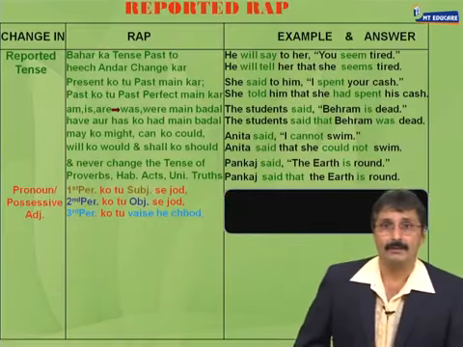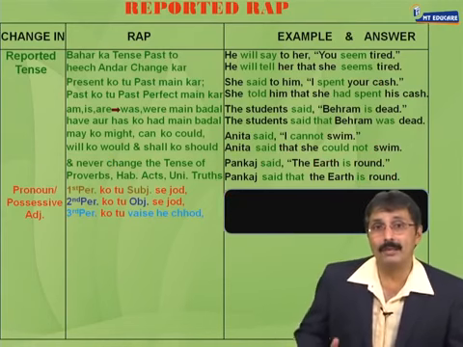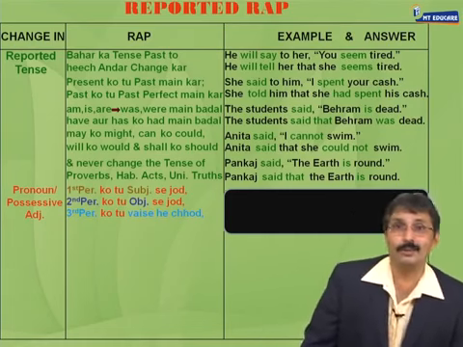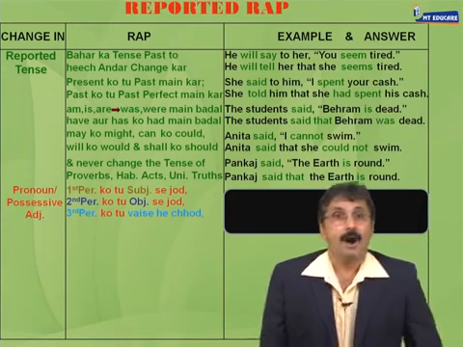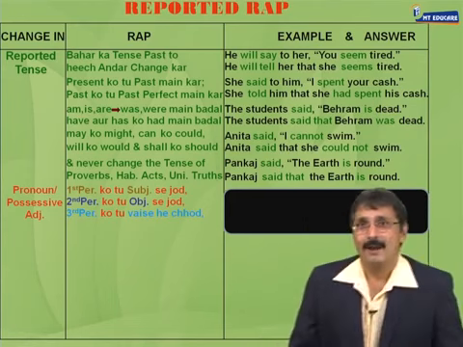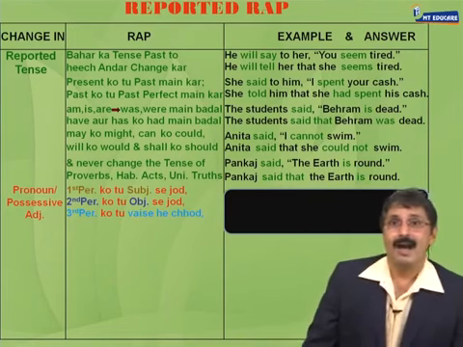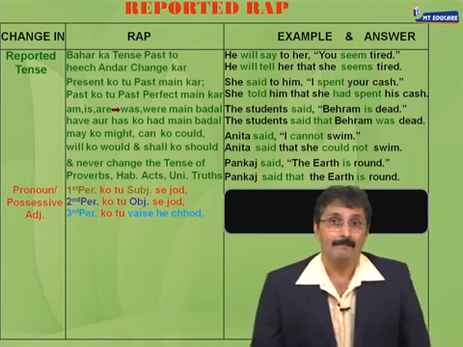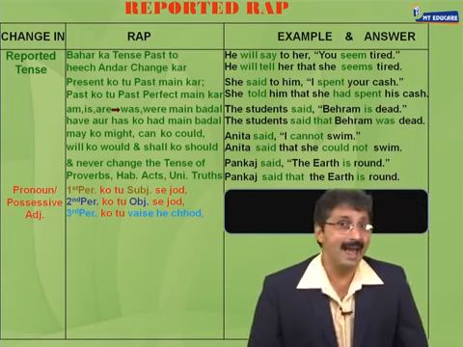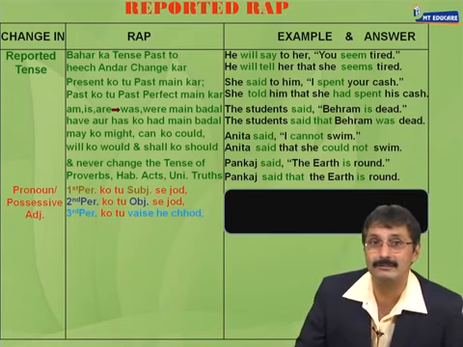Let us first look at what we have already got in our rap song, and then we can go on ahead. बाहर का tense past तो ही अंदर change कर. Present को तू past में कर. Past को तू past perfect में कर. Am, is, are, was, were में बदल. Have or has को had में बदल. May को might, can को could, will को would and shall को should. And never change the tense of proverbs, habitual actions, universal truths.